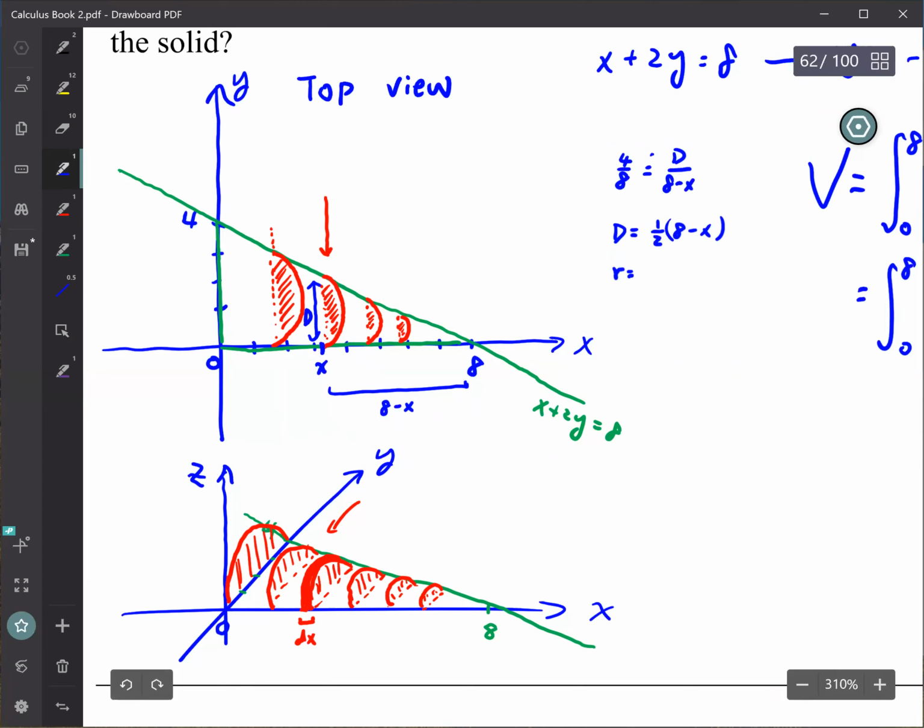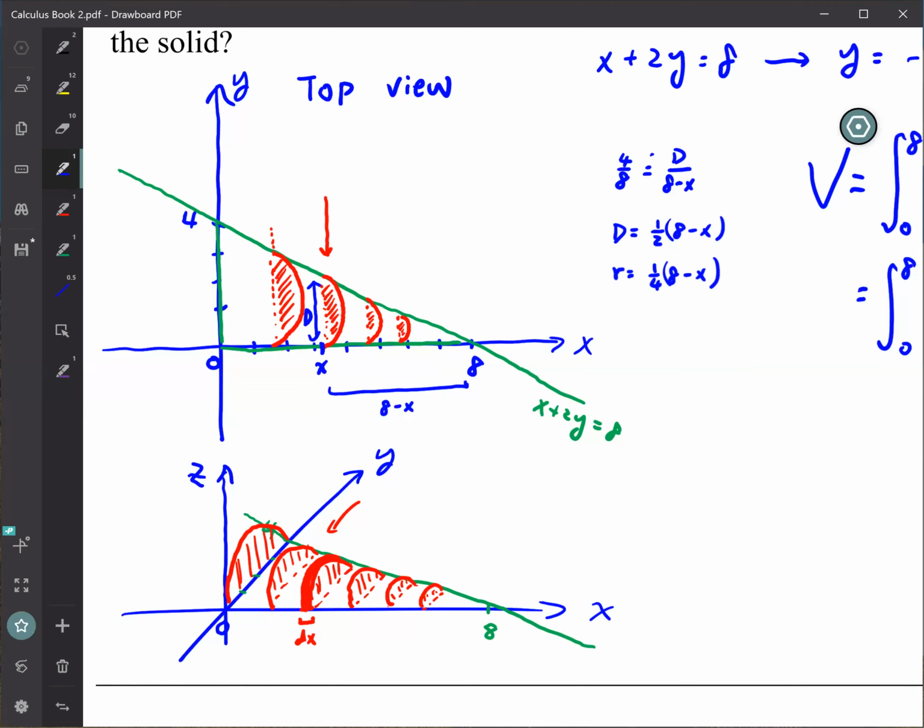So that means the radius of each lemon, right? The radius of the lemon will be half of the diameter, right? So it will be 1/4, 8 minus x. Any questions? Okay, anyone got lost?